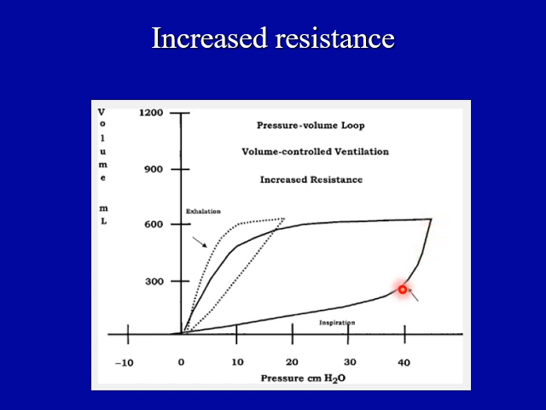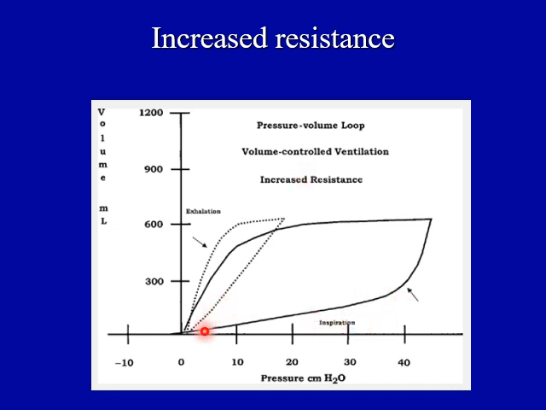So what is happening here? This is increased airway resistance. The patient may be on pressure control ventilation, but usually this will not be pressure control ventilation, because in pressure control ventilation the pressure is kept constant, and you will not set a pressure of 40 centimeters of water. We will keep a pressure control of around 25 or 28 centimeters, or less than 30 centimeters of water only. So this is not a pressure control ventilation.